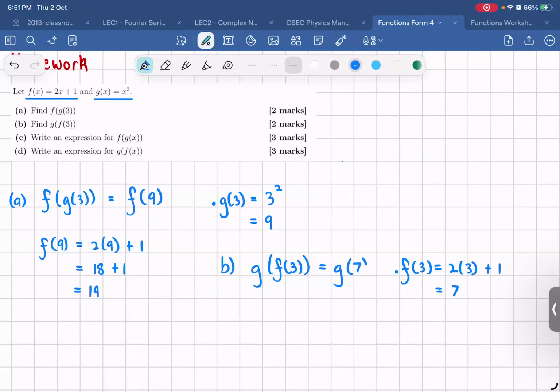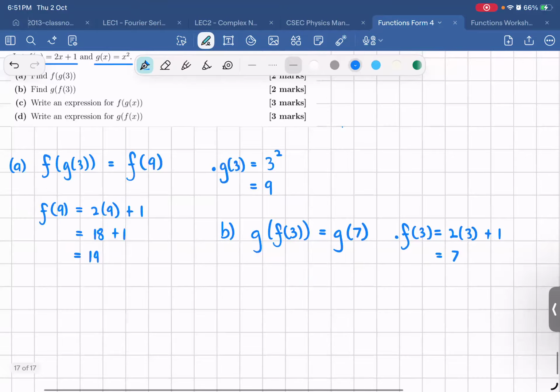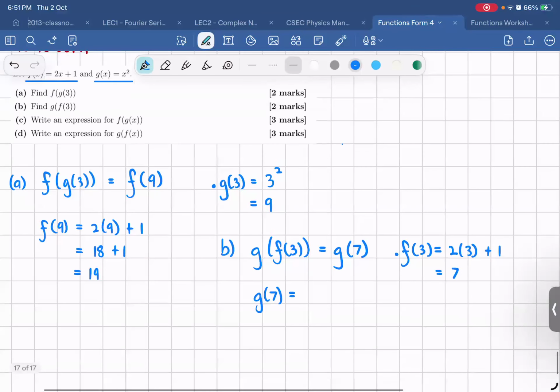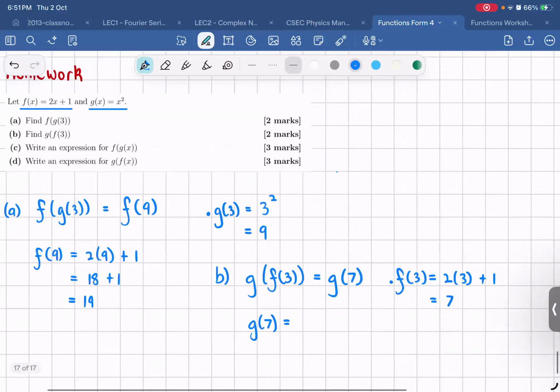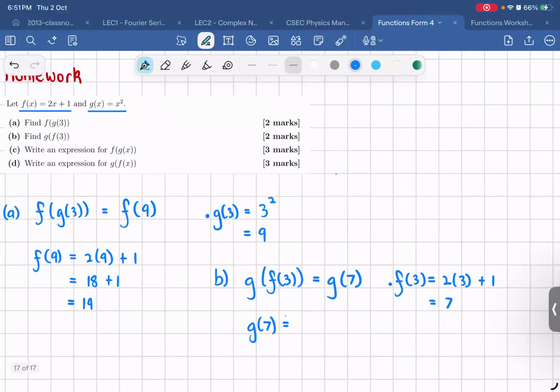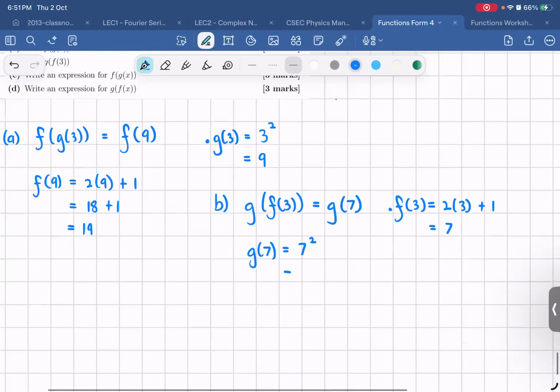So instead of writing g of f of 3, what could I write? g of 7. And to find g of 7, which function am I going to use? g. So instead of writing x squared, I'm going to write what? 7 squared. Where's 7 squared? 7 by 7. It's 49.